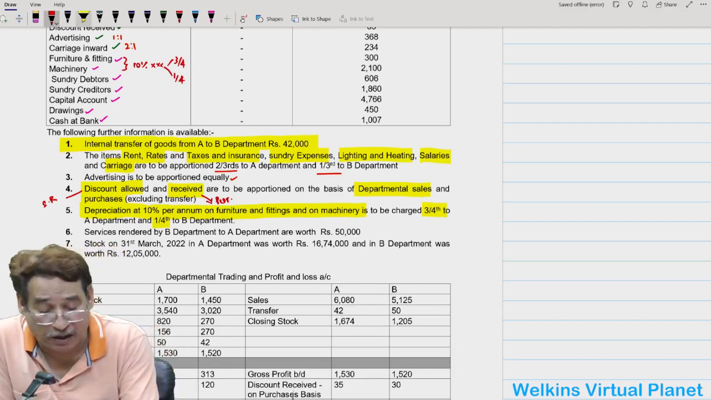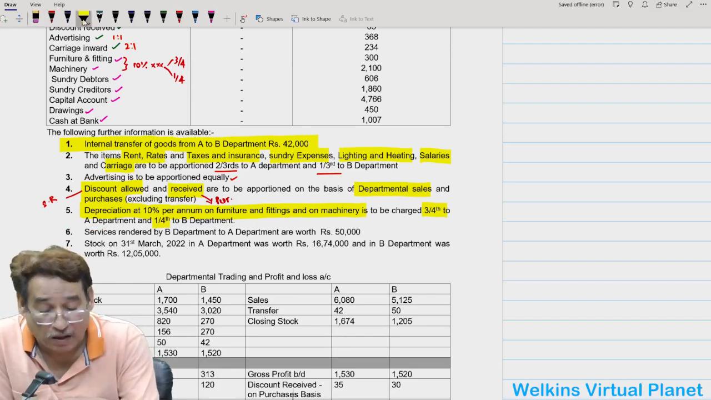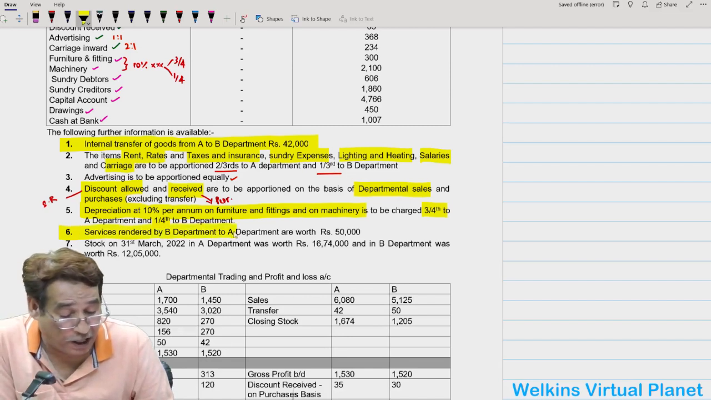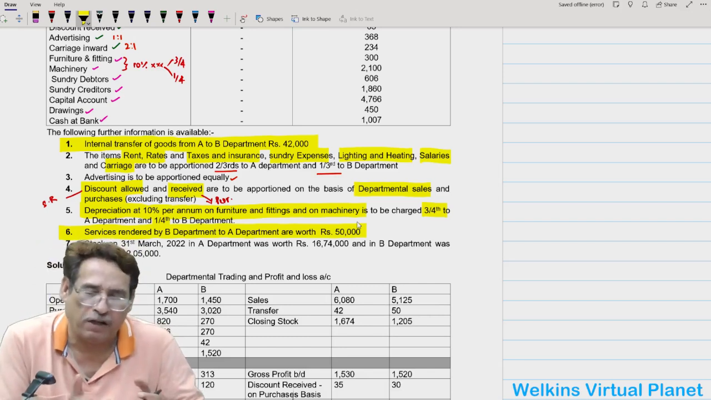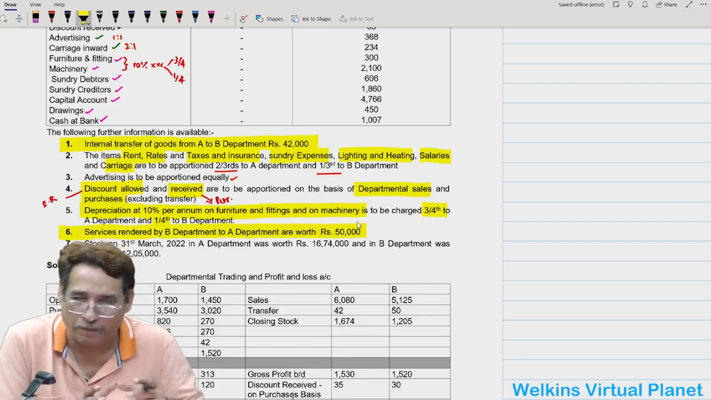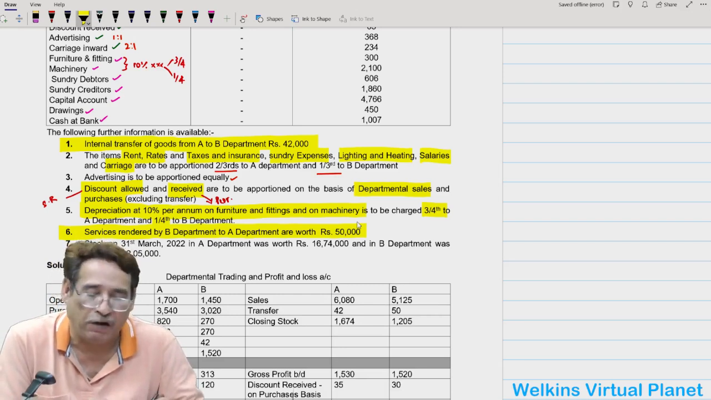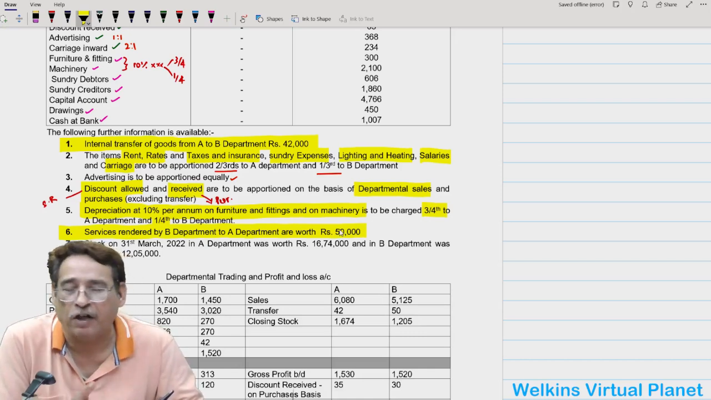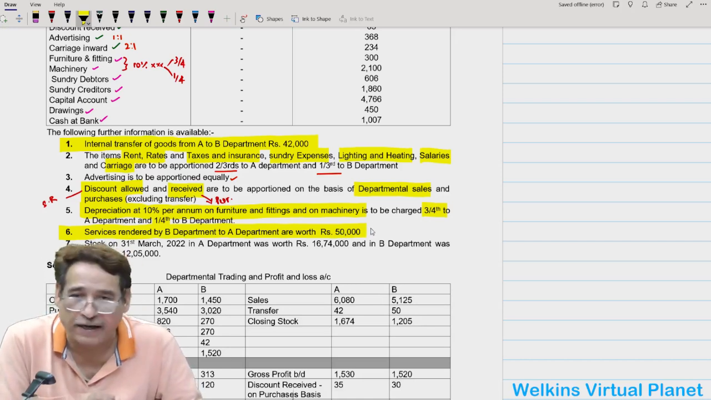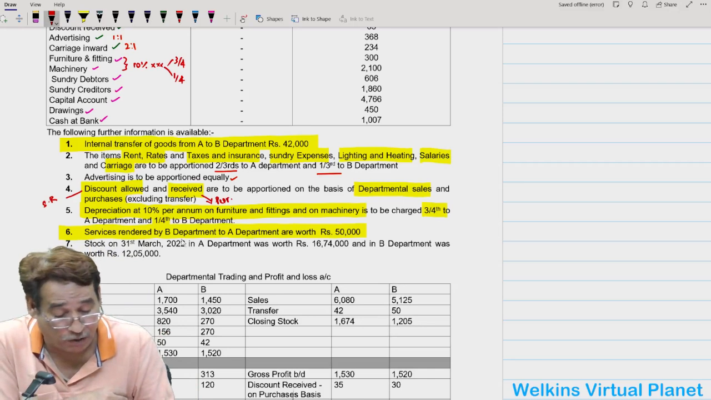Also in this question, the sixth line is very important: services rendered by Department B to Department A are worth Rs. 50,000. So Department A might be producing goods, and Department B might be providing some services. In the current year, Department B gave services worth Rs. 50,000 to Department A. So again, it is a case of interdepartmental sales. On the credit side of B, I will write 50,000, and on the debit side of A, I will write 50,000. That's all.